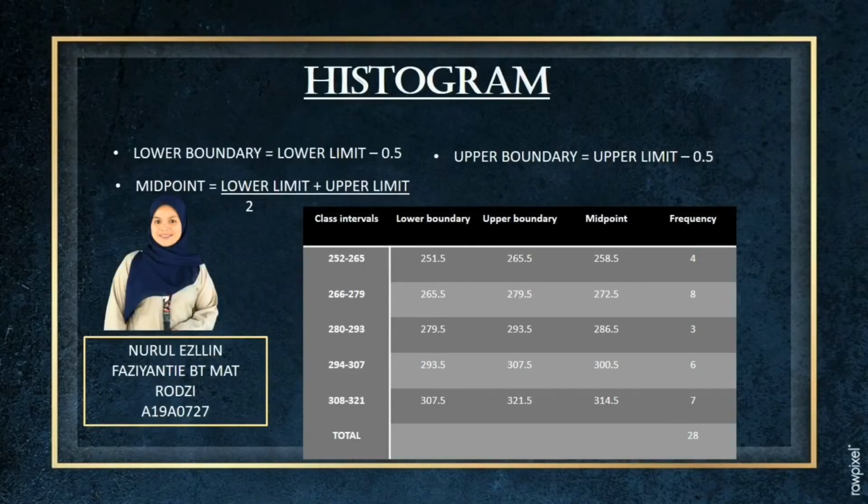To get the lower boundary, we need to use the formula: lower limit minus 0.5. Then we will get the answer for the lower boundary. Then, to get the midpoint, we need to use the formula: lower limit plus upper limit, then divide by 2. To get the upper boundary, we need to use the formula: upper limit plus 0.5.